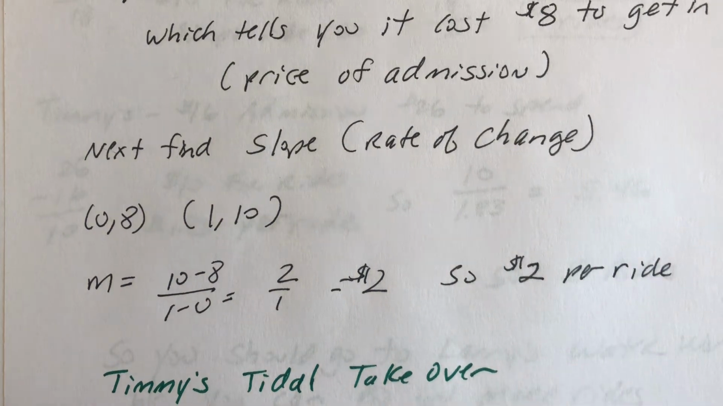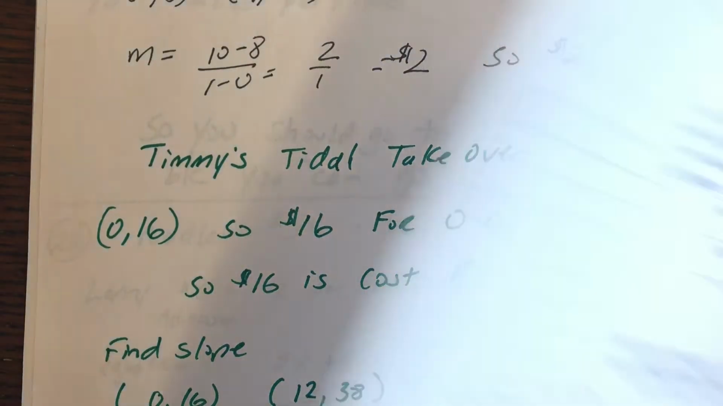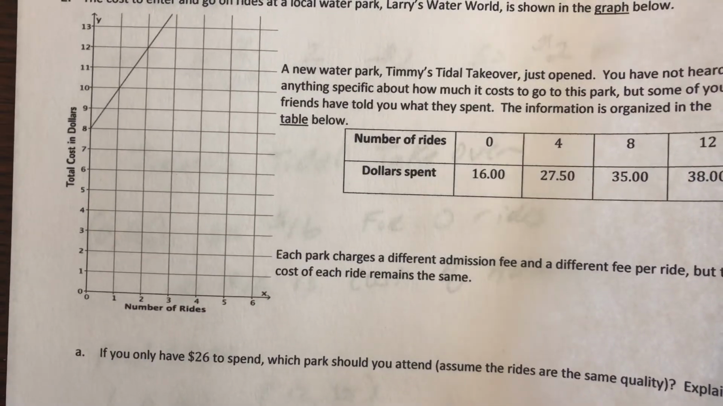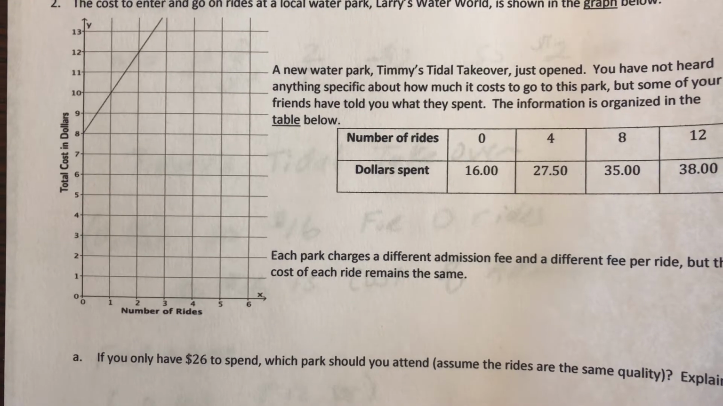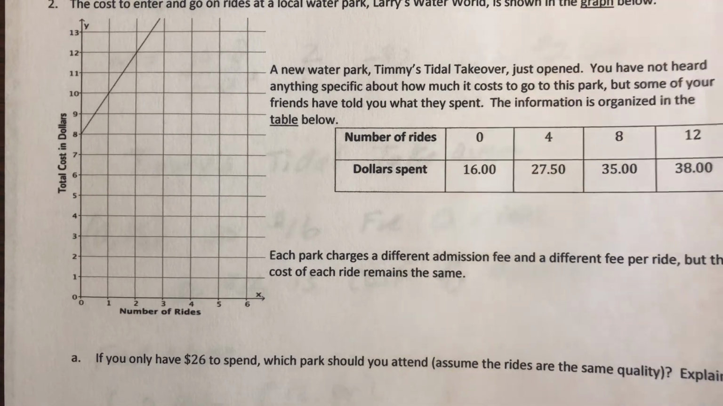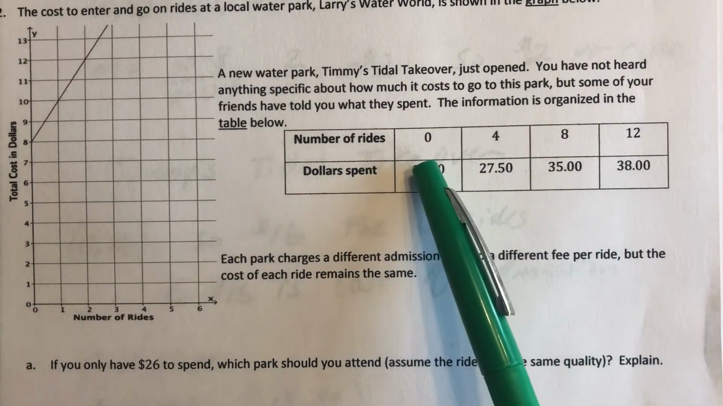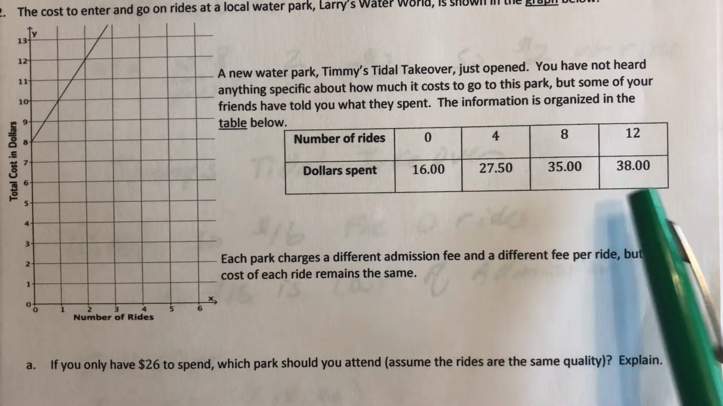Now for Timmy's Tidal Takeover, on the table you see that first point, (0, 16). So 0 is your number of rides and the dollars spent is 16. That means at Timmy's, it costs $16 to get in. And I have to find the slope at Timmy's too. So I'm going to use this first point, (0, 16), and this last point, (12, 38). I'm going to show you that on my work.